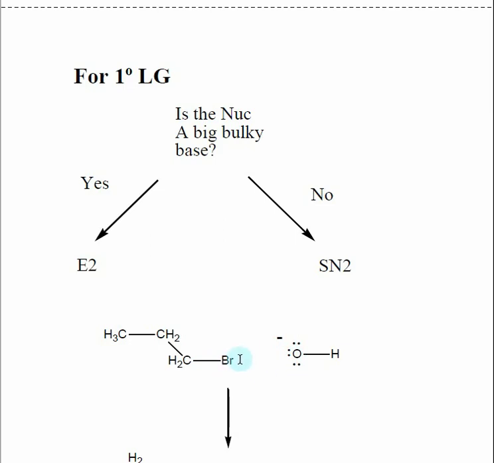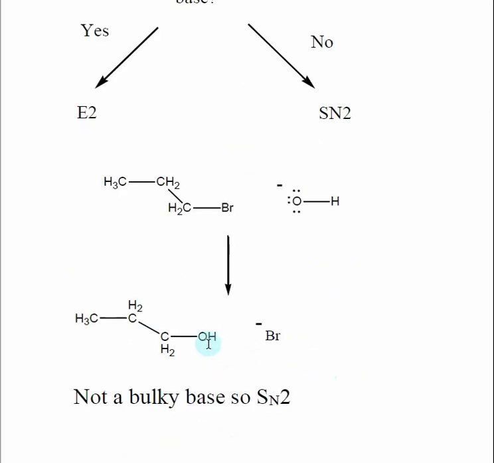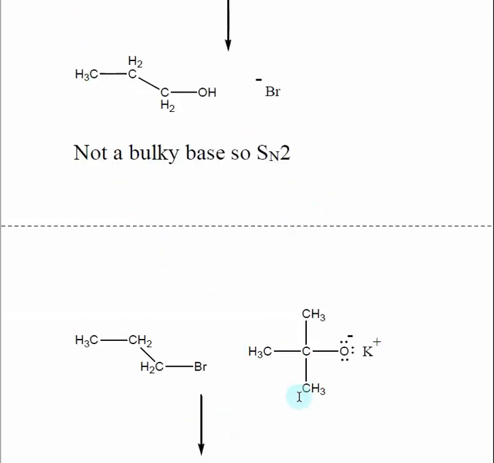So I kick out my leaving group and replace it with OH. Because this was not T-butoxide, I know this is an SN2 reaction. When I look at this one, same molecule, it's still my primary leaving group, but now I'm reacting it with T-butoxide.